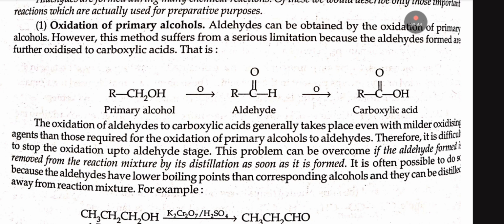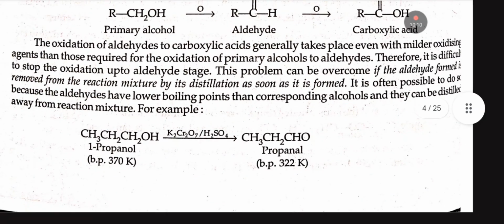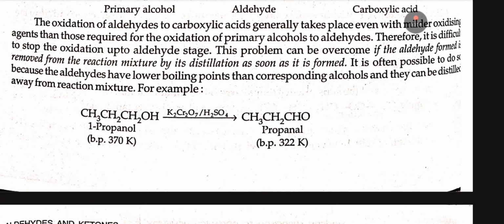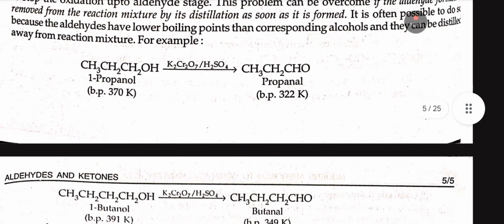This problem can be overcome if the aldehyde is removed from the reaction mixture by distillation as soon as it is formed. It is often possible to do so because aldehydes have lower boiling points than the corresponding alcohols, and they can be distilled away from the reaction mixture. For example, propan-1-ol will give propanal on reaction with K2Cr2O7 and H2SO4.